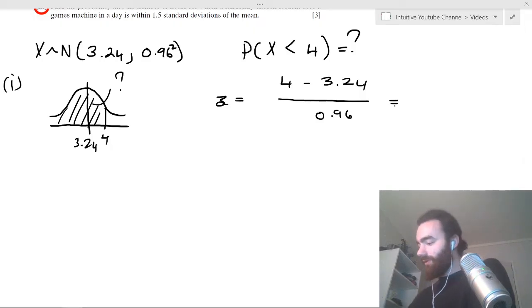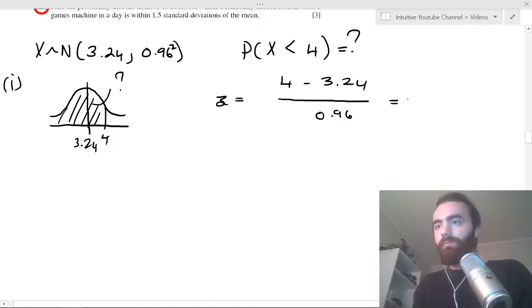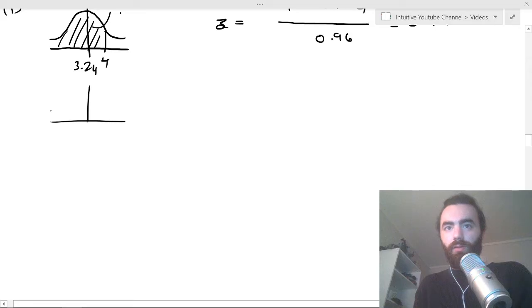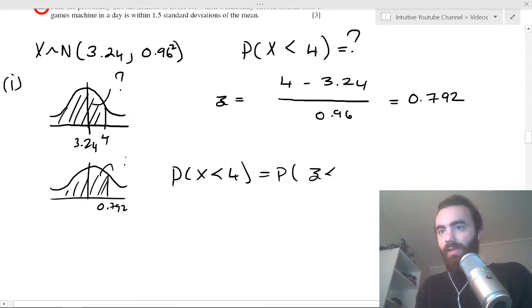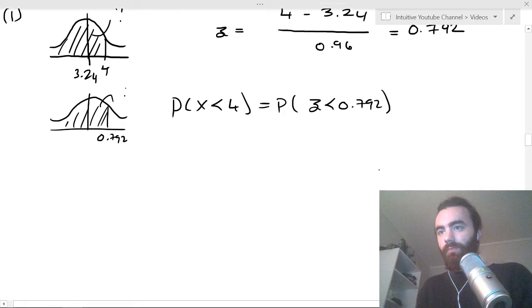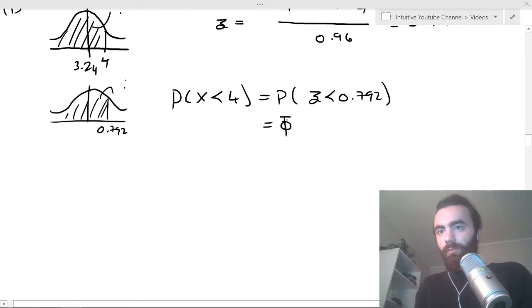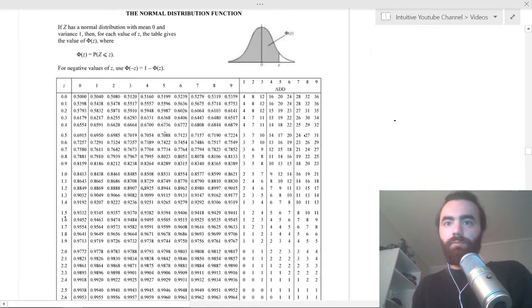And this is 0.792. So that means this looks like this, 0.792, and we want this area. Well, that means that the probability that x is less than 4 equals the probability that z is less than 0.792. And that just equals this value on the table. So we go look for 0.792.